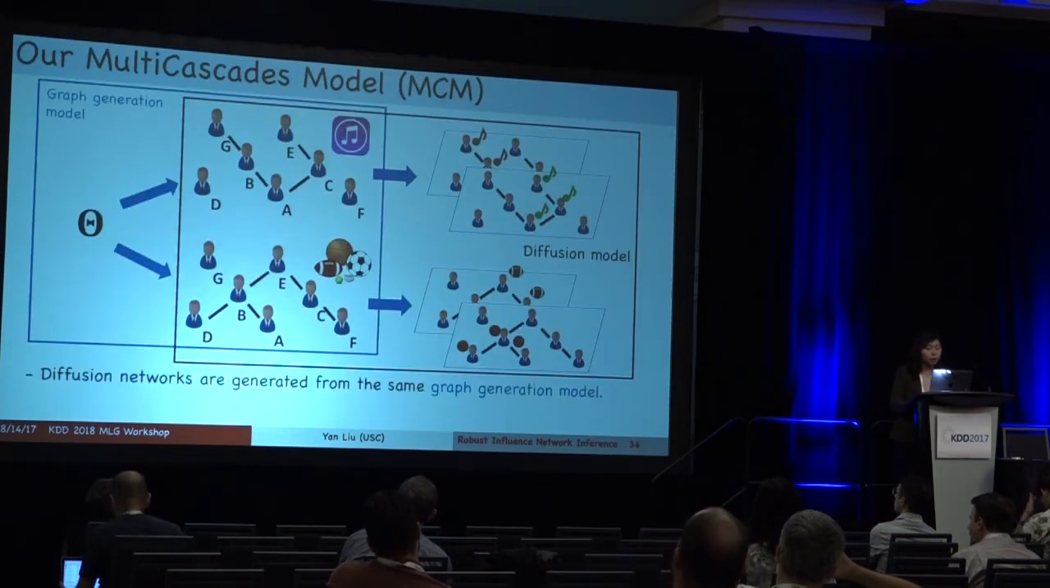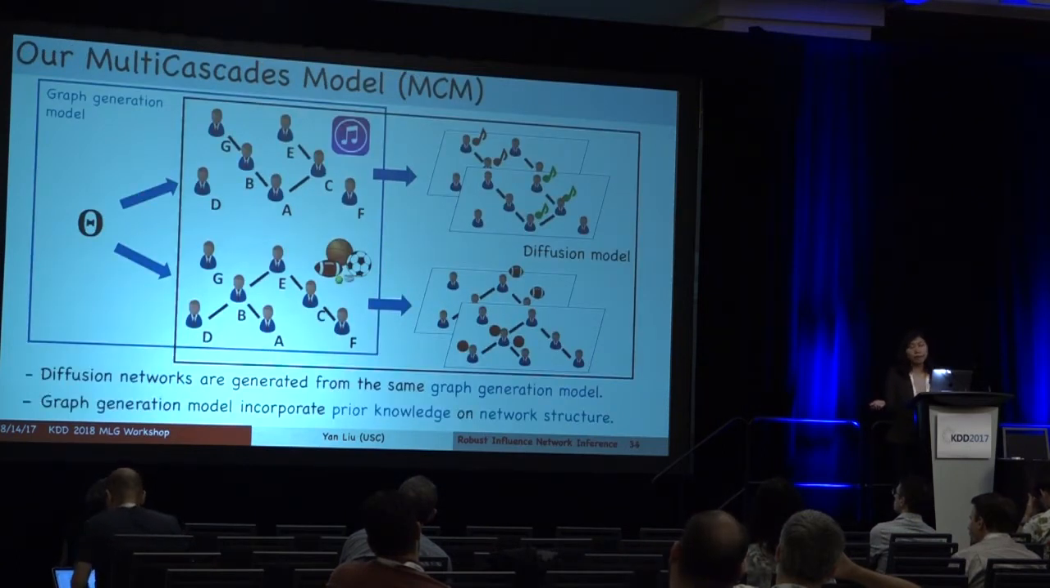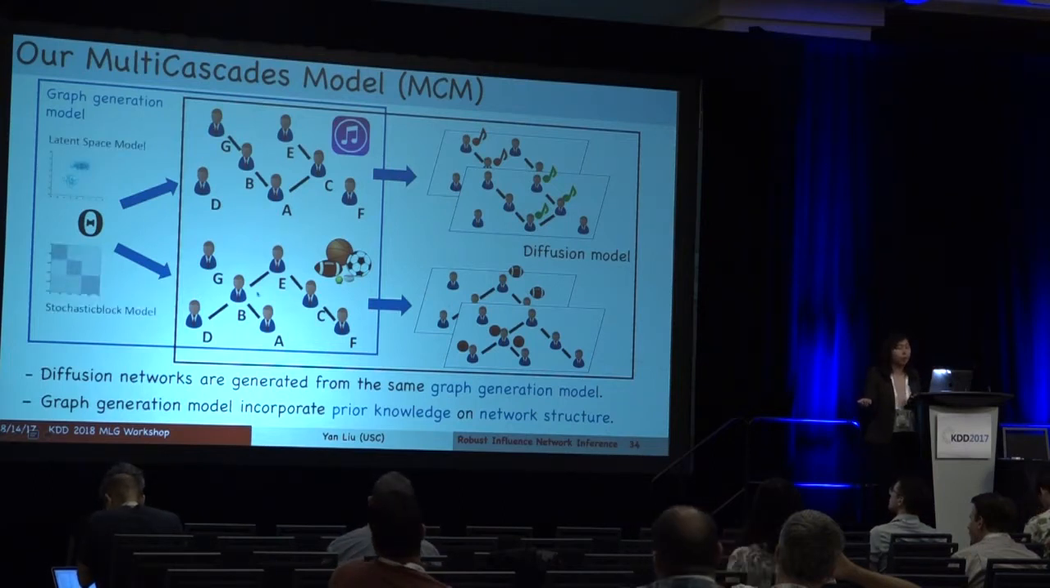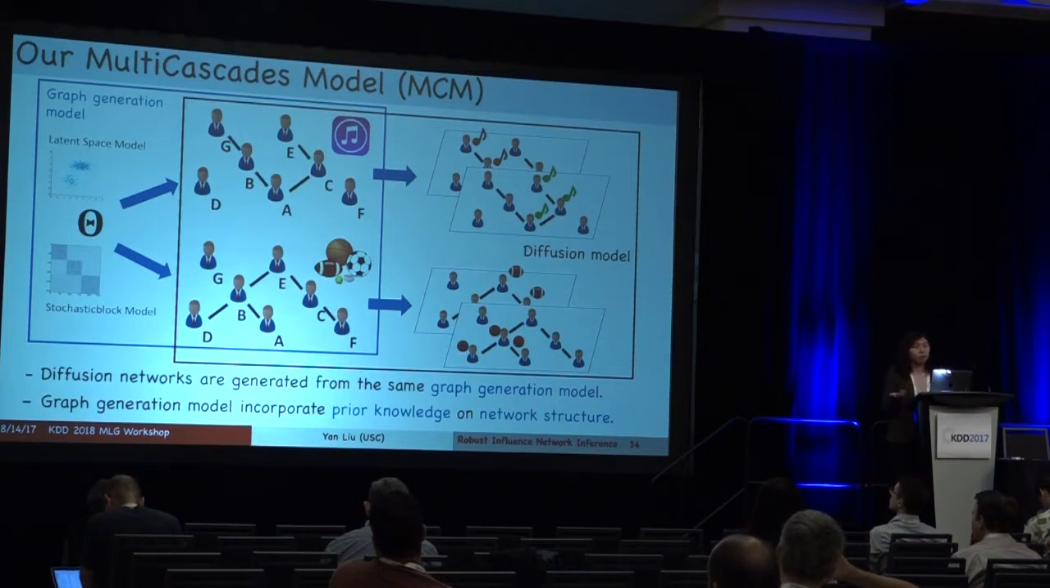And we call this model the multi-cascade model. So basically we have this particular prior for all the networks that we're trying to learn. And these priors may actually be generated either from the latent space model or from the stochastic block model. So once we have this, at the end of the day we're trying to do the following.